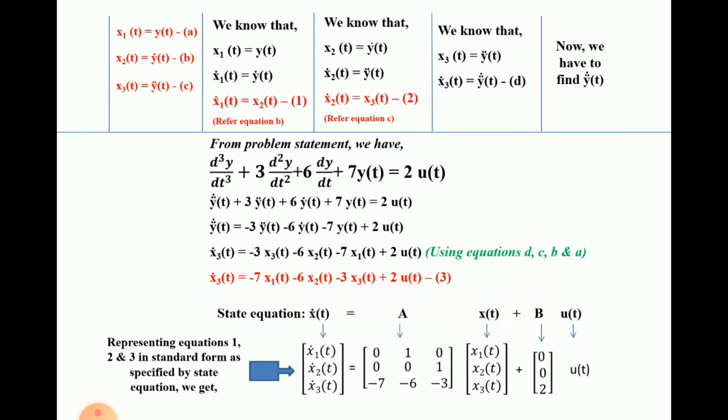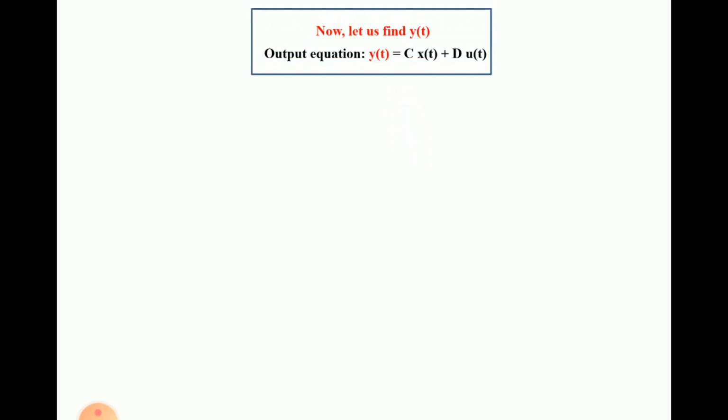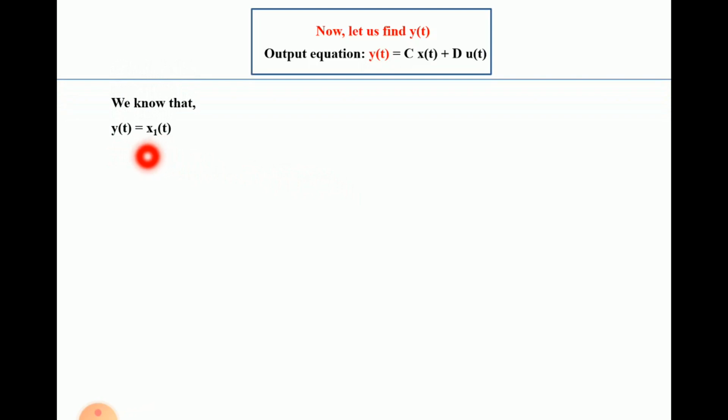So this is called the state equation. Now we will develop the output equation, which is given as y of t is equal to C into x of t plus D into u of t. To develop the output equation, we need to know what is y of t, but here we have already established that y of t is x1 of t, because we have assumed our first state variable as y of t, which can also be written as x1 of t into 1 plus x2 of t into 0 plus x3 of t into 0.